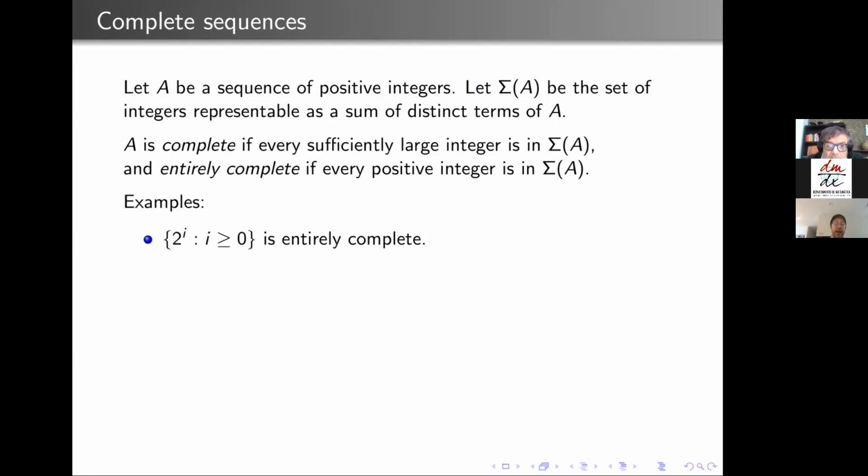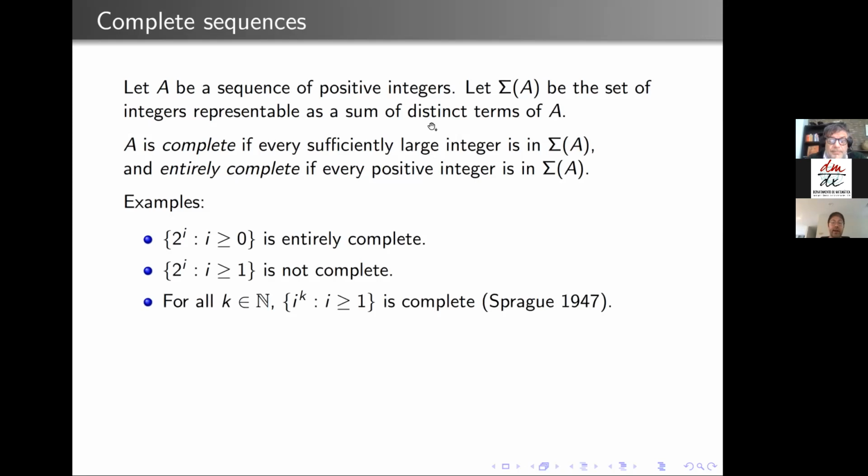And so some basic examples, if you take powers of two, then because you can write every positive integer in base two, it's an entirely complete sequence. Every positive integer can be represented as a sum of distinct elements that are powers of two. On the other hand, if you just delete one element from the sequence, then it's not even complete. In fact, you can only represent the even numbers. And so this notion of completeness is rather fragile. It'd be nice if there was a more robust notion, and we'll come to one soon.